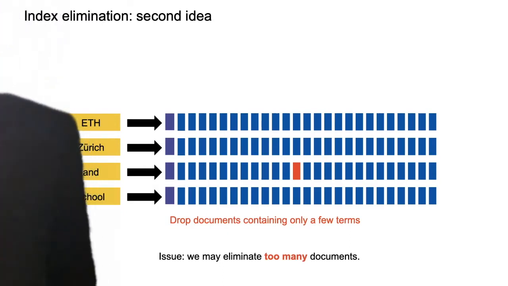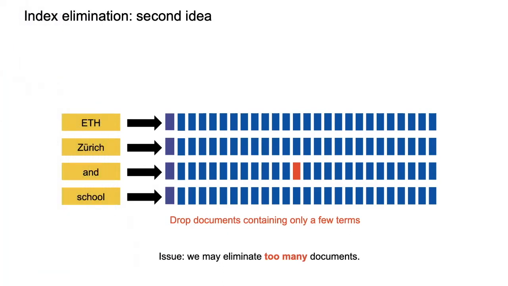All right. The problem is you might be eliminating too many documents because maybe 3 terms would already have been enough. And you don't care, for example, if there's not school, but there's ETH and Zurich, maybe you're fine with that. Right, so maybe you can set the threshold a bit lower than 4. All right.